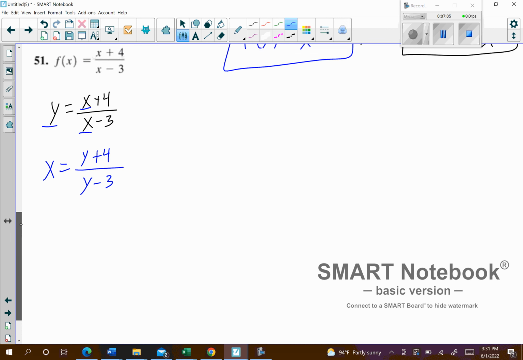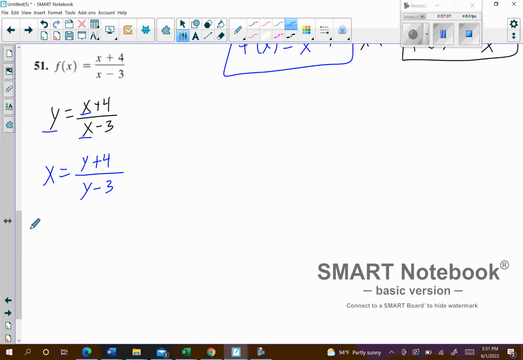All right. And so, like I said, this is going to be a similar approach to the last one. So we'll start by multiplying both sides by the LCD, which is going to be y minus 3. And so that will cancel with that. So now I'm left with y minus 3 times x equals y plus 4.